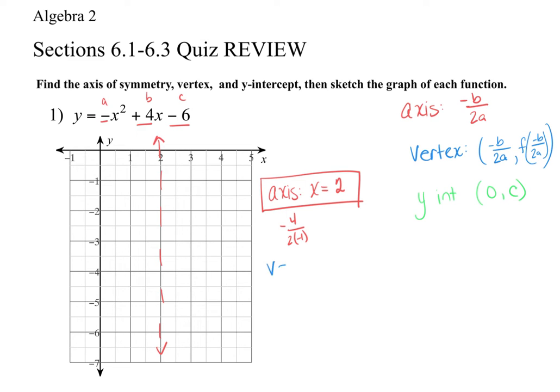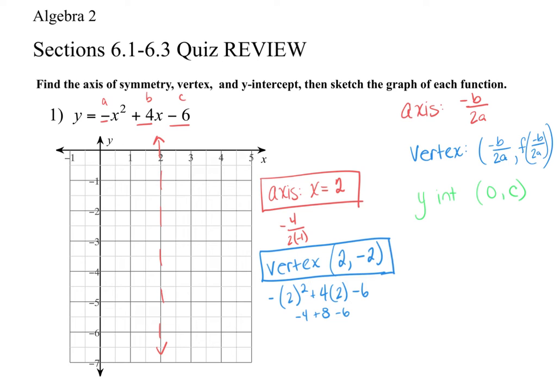To find my vertex then, I already have the x value of my vertex. To find the y value, I just say negative, and I have 2 squared plus 4 times 2 minus 6. 2 squared is 4, apply the negative. 4 times 2 is 8, and then minus 6. So I have 4 minus 6, I have a -2. So the y value of my vertex is -2, the vertex being 2, -2. So I go to that point on my graph and put a dot there for that.